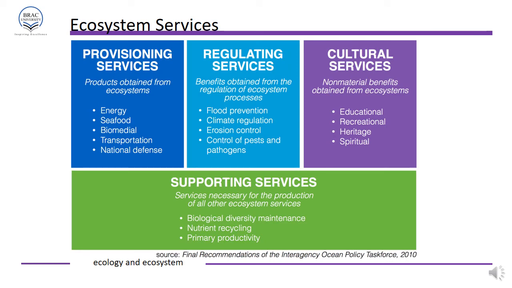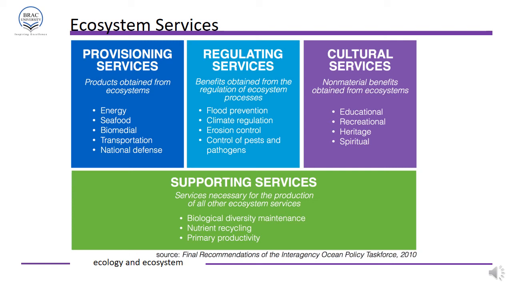Now, the second part of our ecosystem understanding is how the ecosystem gives services to people, in terms of the built environment and in terms of rural settings. For example, the ecosystem gives four different services to people. Provisioning services include food, energy, biomedical services, transport services, national defense. Everything is part of the provisioning services. It's like a product obtained from the ecosystem.